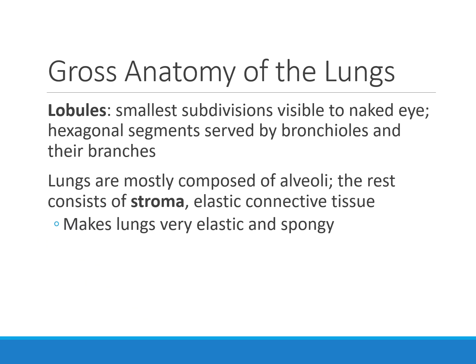The lobules are the smallest subdivisions that are visible to the naked eye. They are hexagonal segments that are served by the bronchioles and their branches. The lungs are most commonly composed of alveoli. The rest of it has some stroma, which is elastic connective tissue. The lungs are very spongy. They are very elastic. If we took them out of your chest and spread them out, they would have the surface area of a tennis court.